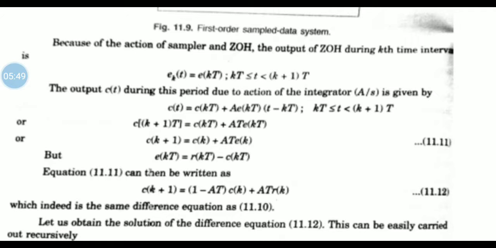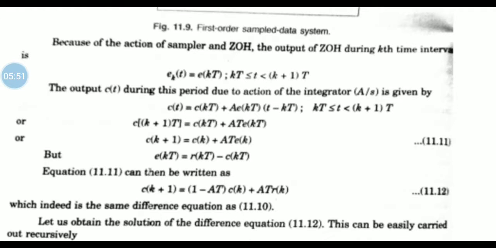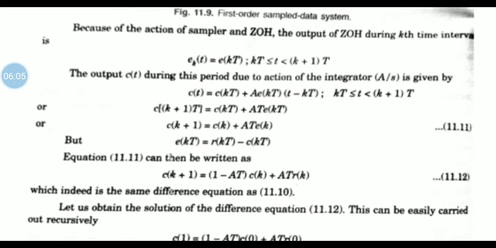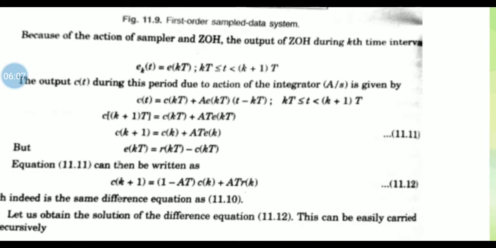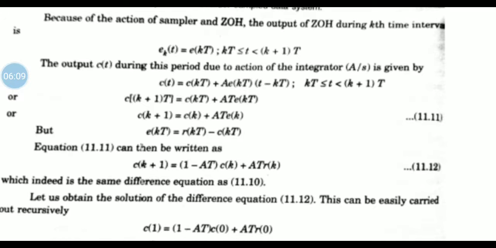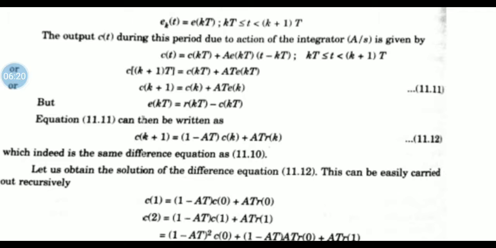Then we can write c of k plus 1 is equal to c of k plus aT e of k. We can write e of kT is equal to r of kT minus c of kT. So this equation can be written as c of k plus 1 is equal to (1 minus aT) c of k plus aT r of k, which is the same difference equation as that of equation 11.10.